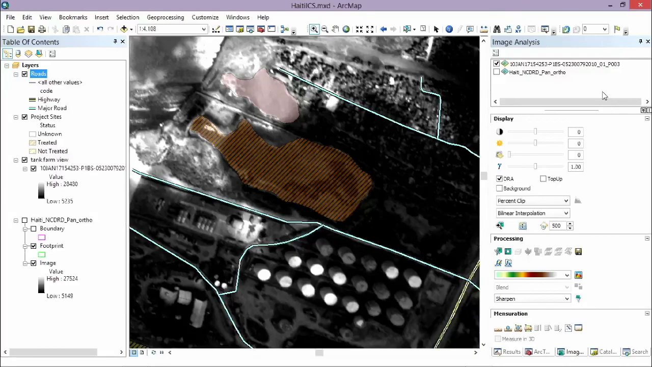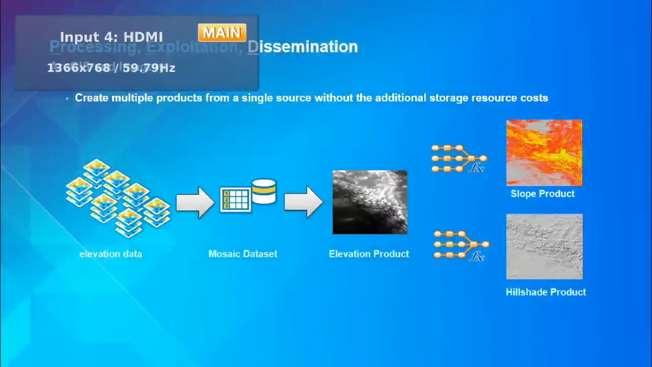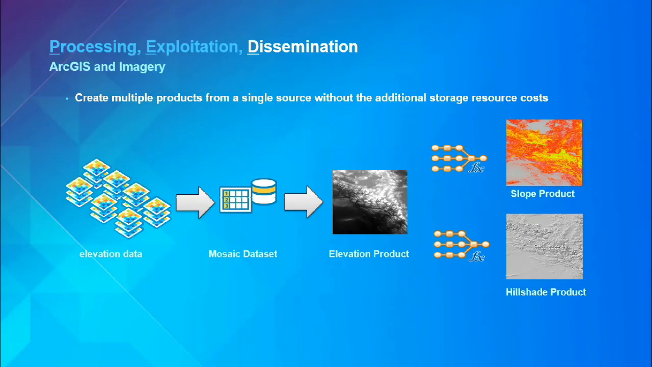Okay. In the interest of time, let's plow ahead here. So the next thing you, of course, want to do is disseminate all your good work out to your users. The one thing that is worth mentioning about Mosaic datasets and what's possible with them is you can produce multiple products out of a Mosaic dataset, often as an image service.